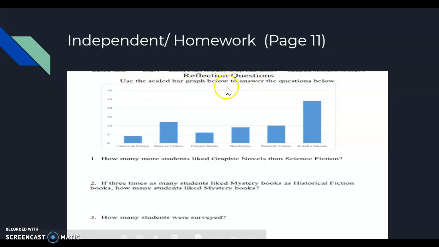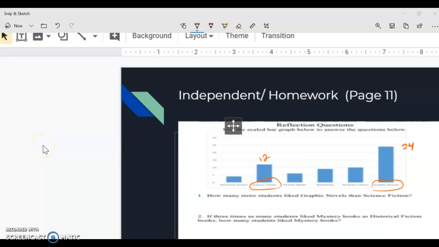Use the scale bar graph below to answer the questions below. And like I've said before, when you first get a graph like this, I want you to take a few minutes, look at the graph, study it, try to figure out what it is actually telling you to do. I've actually gone ahead and put this independent homework on a different screen to show you better.